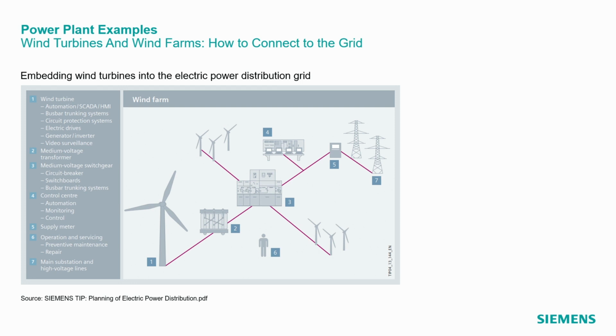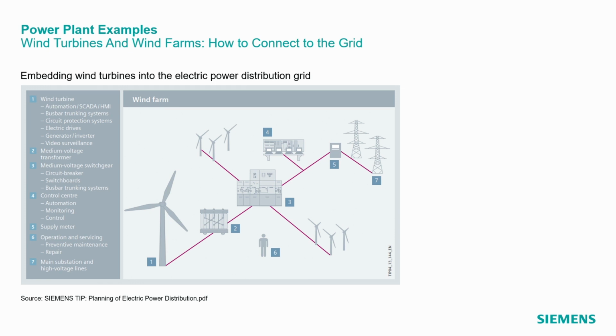This scheme is taken out from the very valuable document Siemens TIP, Planning of Electrical Power Distribution. The wind turbine number 1 produces the energy which is transported via cables to a medium voltage transformer number 2 to be stepped up to a connected medium voltage switchgear in number 3.